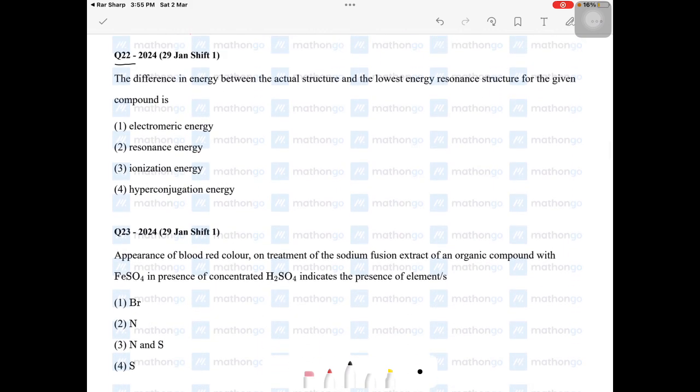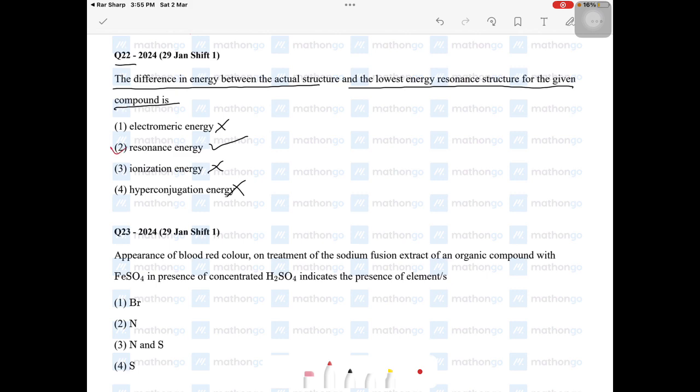Next, 22nd question. The difference in energy between the actual structure and the lowest energy resonance structure for the given compound is known as electromagnetic energy, no. Resonance energy, right. Ionization energy, no. Hyperconjugation energy, wrong. So, second one is right answer.